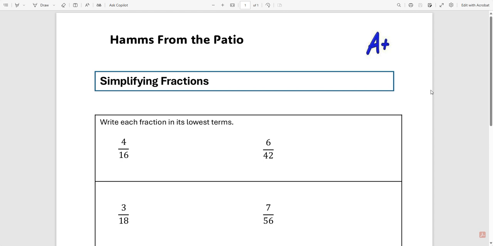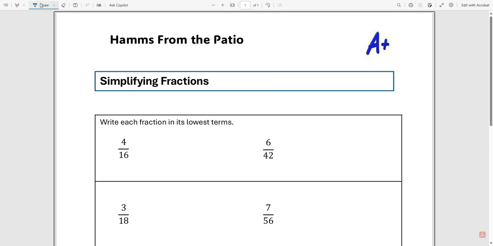When we're simplifying fractions, we want to reduce the fraction to its lowest terms. And we do that simply by taking the greatest common factor of the numerator and the denominator and dividing each of them by this greatest common factor. And so let's look at a few examples here and see how we would do this on the ones that we have here on our screen.